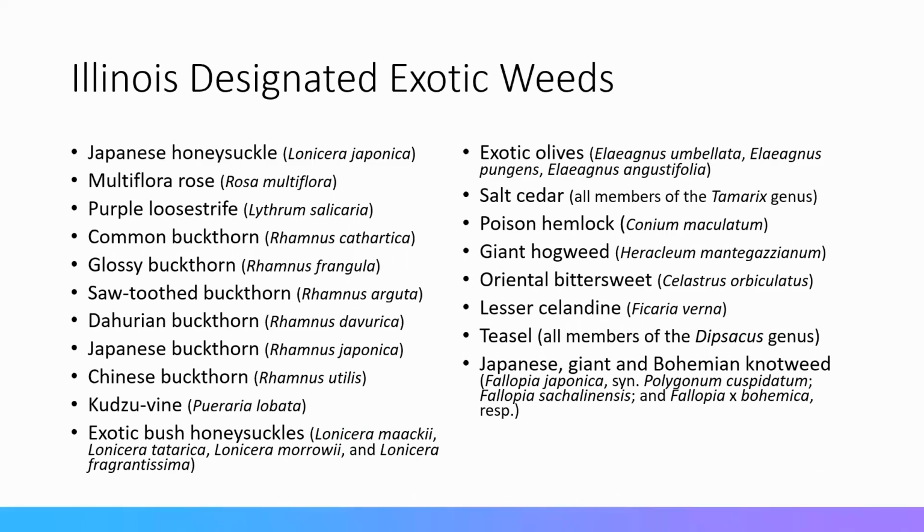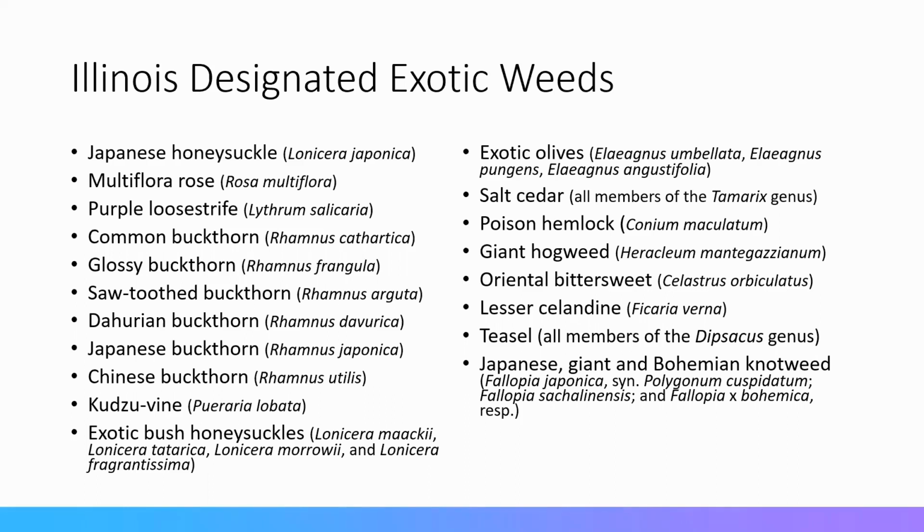So these are the designated exotic weeds here in Illinois. We can see the exotic bush honeysuckles, Japanese honeysuckle, multiflora rose, the different buckthorns, kudzu, exotic olives, poison hemlock, giant hogweed, oriental bittersweet, teasel, knotweed. A lot of these problematic plants that we hear about a lot as being invasive, getting into natural areas, are designated exotic weeds. So you cannot buy, sell, or move these plants around in the state of Illinois. It's not illegal to have them, but you cannot move them around.